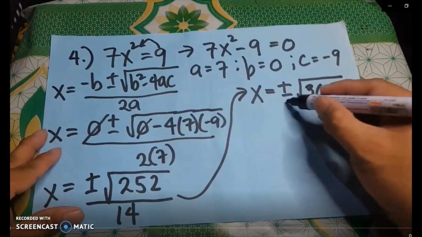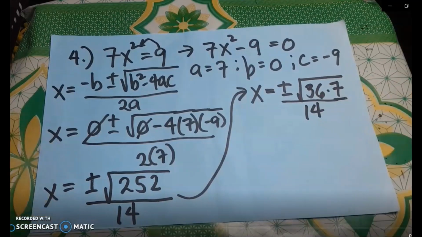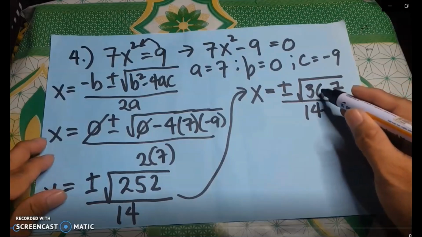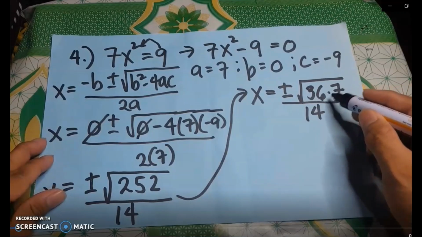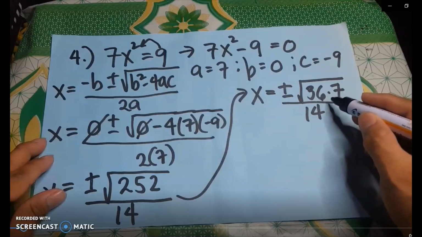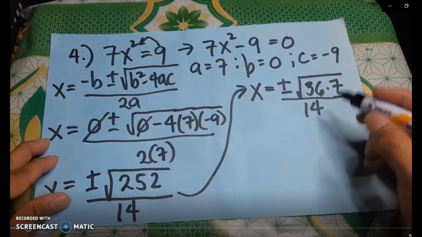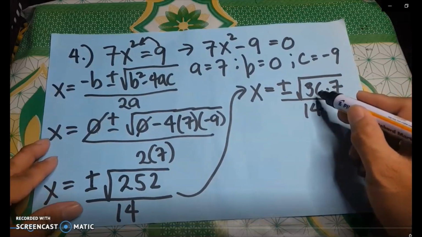All over 14. So, 36 times 7. I guess that would be equal to 252. That is, 7 times 6 is 42, then carry 4, 7 times 3 is 21. That's 252. That's correct. 36 is a perfect square.